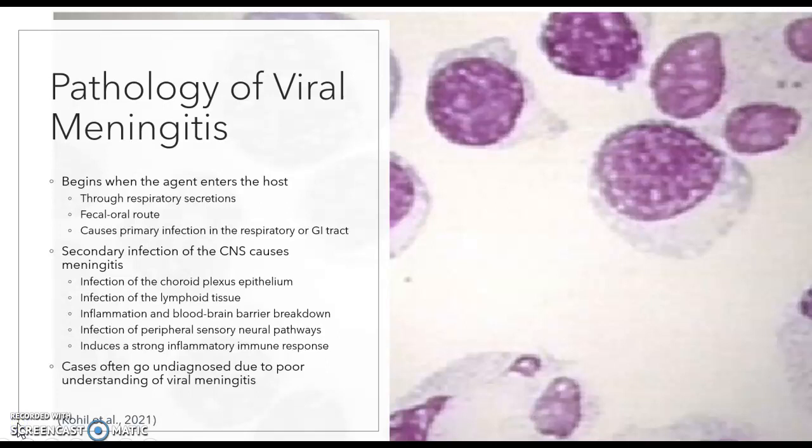The pathology of viral meningitis begins with the entry of the virus to cause the infection. Secondary infection of the CNS is what causes the meningitis through infection of the choroid plexus epithelium, infection of the lymphoid tissue, inflammation and blood-brain barrier breakdown, infection of peripheral sensory neural pathways, or that strong inflammatory immune response. Cases often go undiagnosed due to poor understanding of viral meningitis.